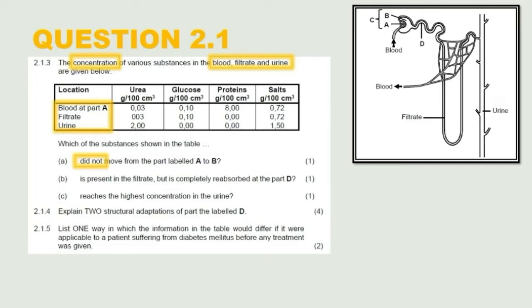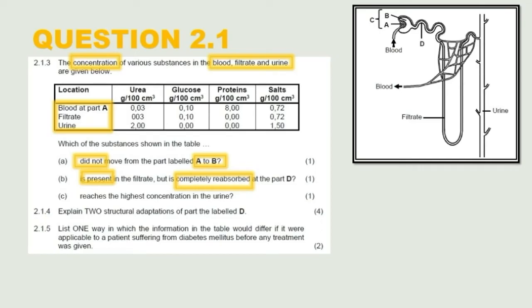Which of the substances shown in the table did not move from the part labeled A to B? So from the glomerulus to Bowman's capsule. Then you just have a look at the values indicated. If we look at proteins, for example, in the blood it was 8, in the filtrate 0, and in the urine 0. Glucose was 10 in the filtrate and in the blood, but 0 in the urine. So that will be your proteins.